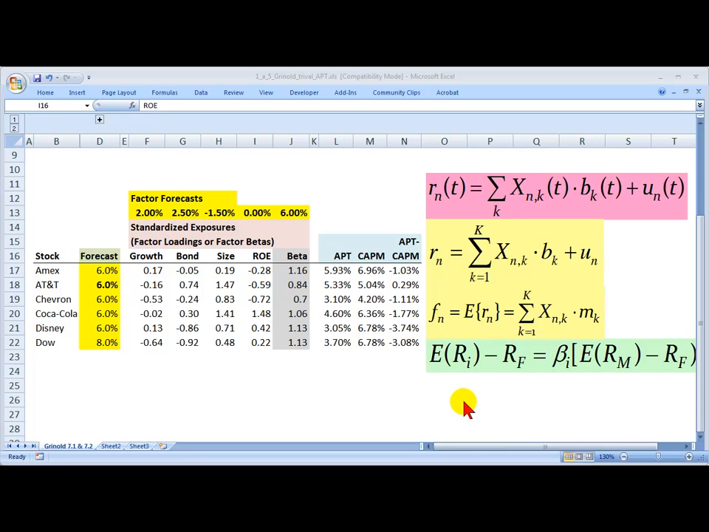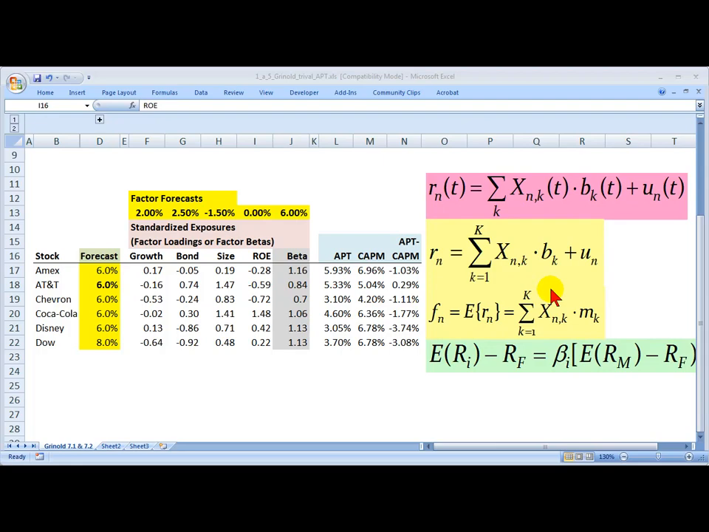I wanted to briefly introduce the Arbitrage Pricing Theory Model, or APT model, to FRM candidates. And this is from Richard Grinold's Active Portfolio Management. Here on the left is the exhibit that illustrates the APT model, and over here are the formulas.